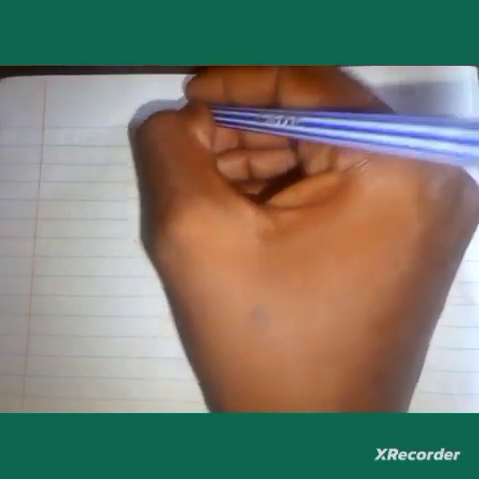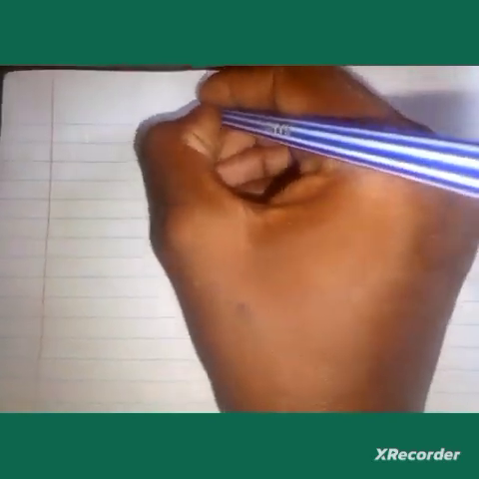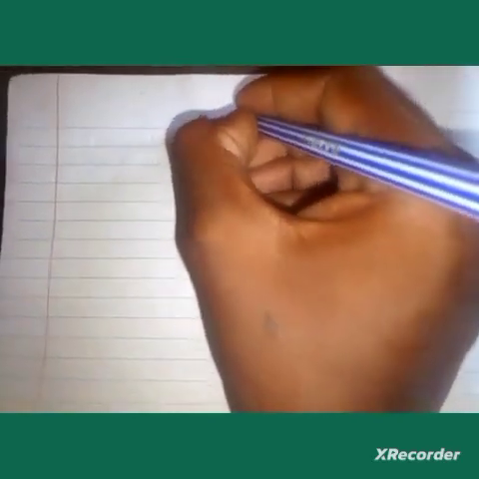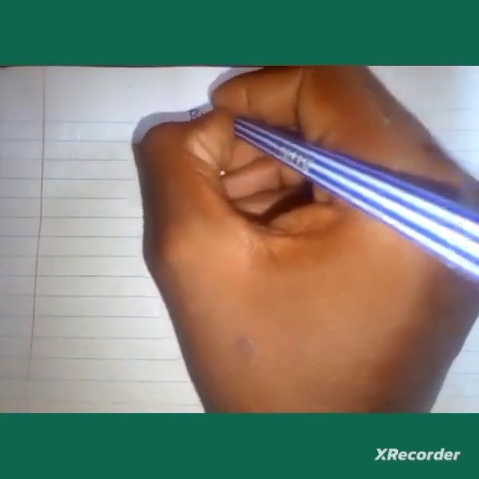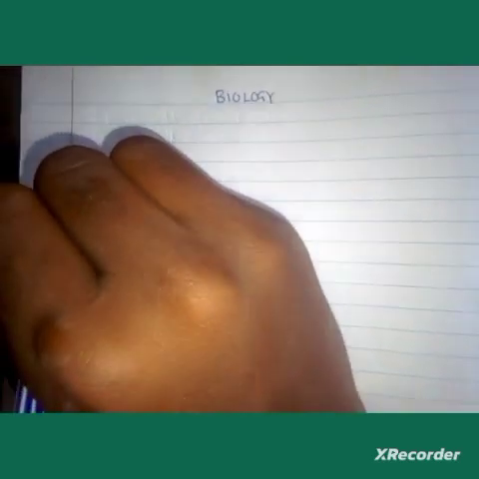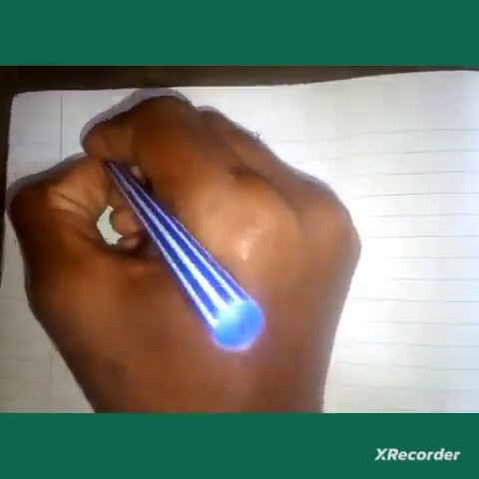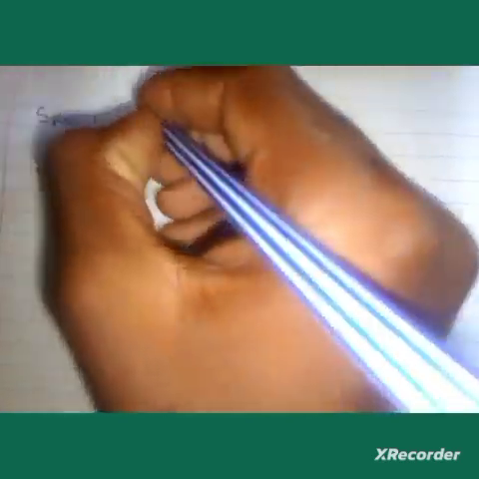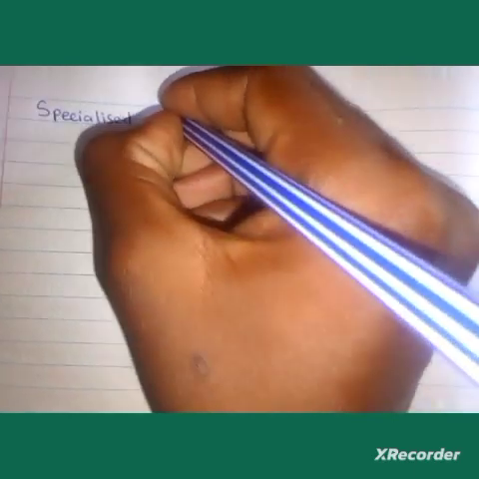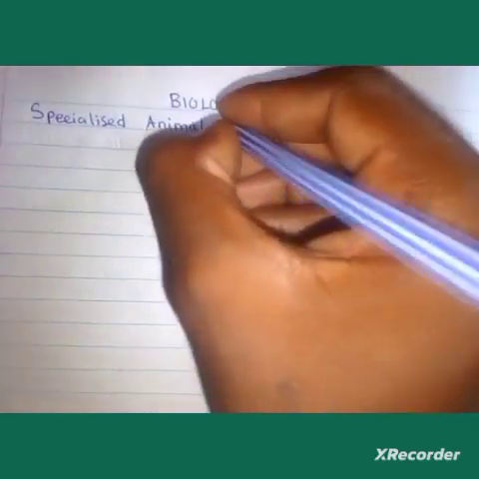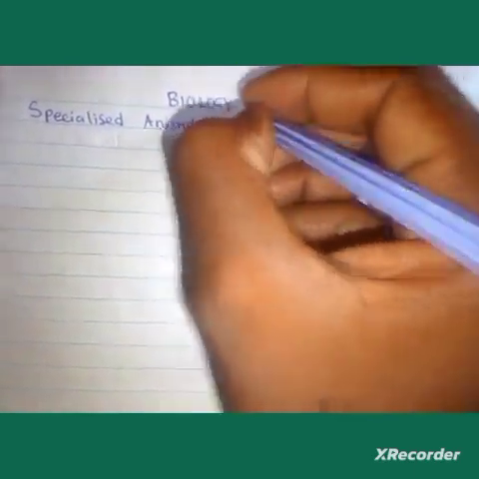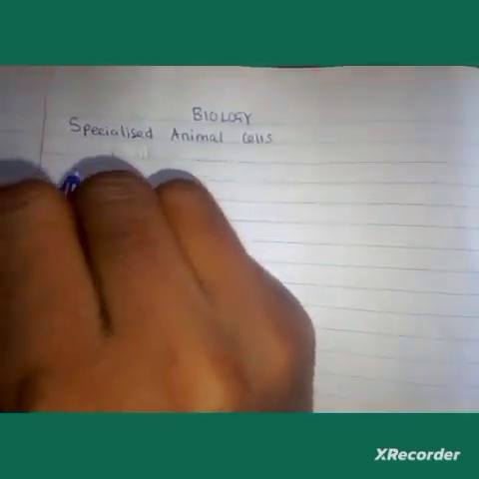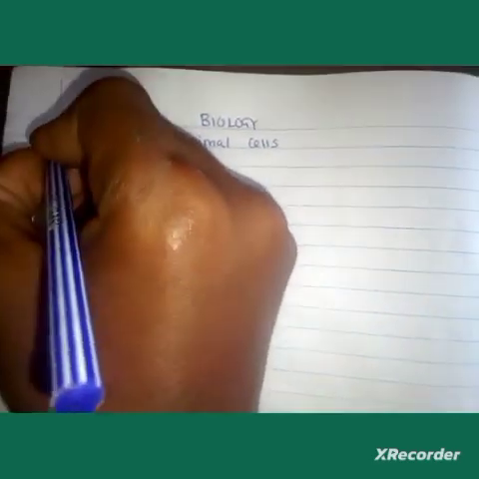Today we're going to do biology. We're going to do specialized animal cells. Okay, we are going to do specialized animal cells. There are 7.